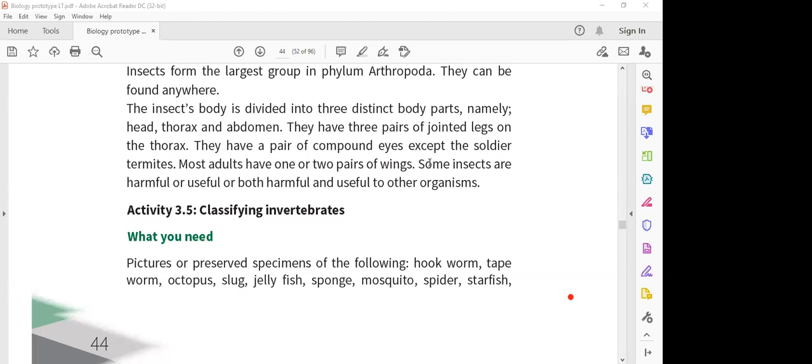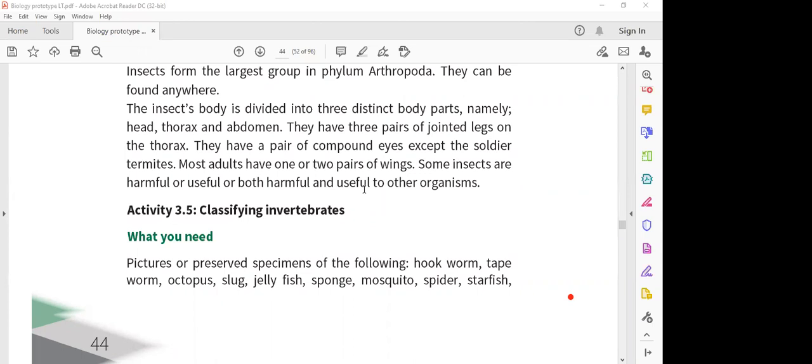Anyone? My question was to identify for me an insect which is both useful and harmful, and how. That was the question. Identify for me. Yes, Mark. The housefly. How? Okay, you have identified the housefly. Then how? It reduces the volume of feces in the toilet. That's an advantage. It spreads germs. Very good.